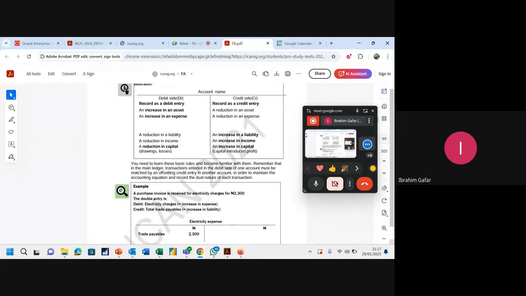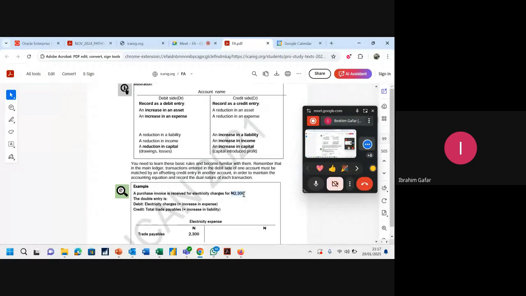Now, a purchase invoice is received for electricity charges for 2,300 naira. The first thing you need to see is that a purchase invoice is received. That means we have bought electricity. Electricity that we bought is an expense, and we've said that anything that is an expense, we are going to debit it.